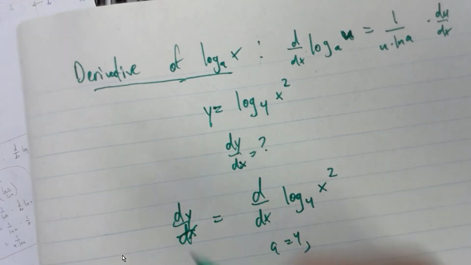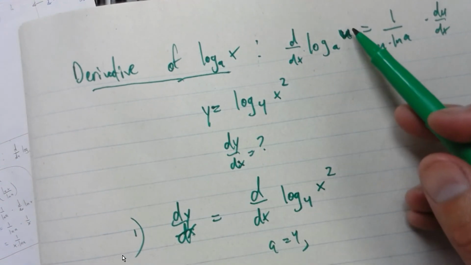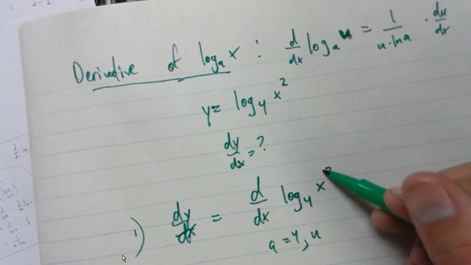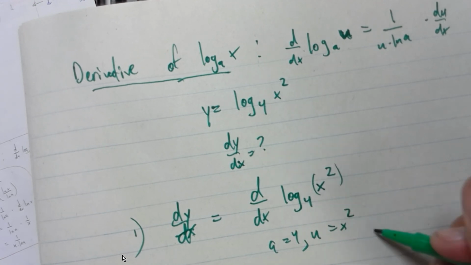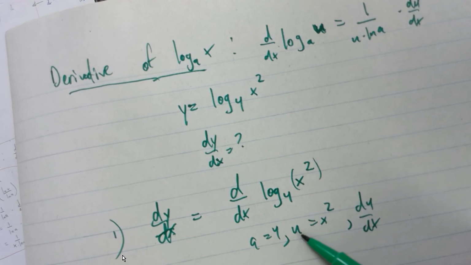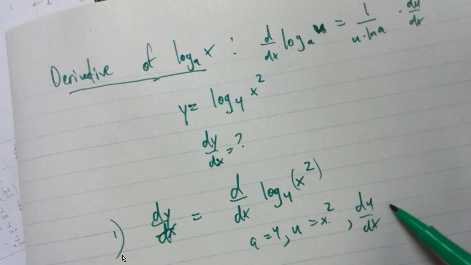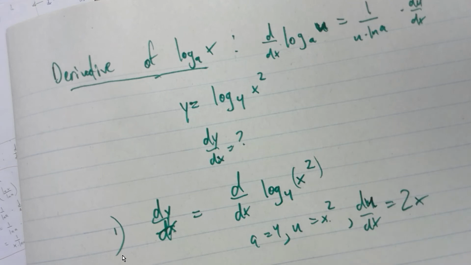So this is step 1. Okay. Let's see, what else do I need? I need a u. So u looks like it's going to be x squared. This whole thing is going to be x squared. Then du over dx. What is the derivative of u with respect to x? That's going to be 2 times x. So now let's plug that in.